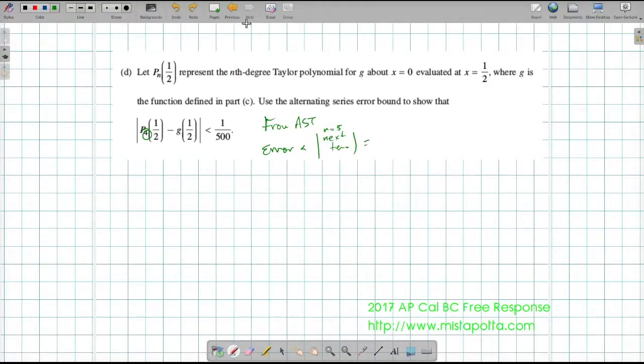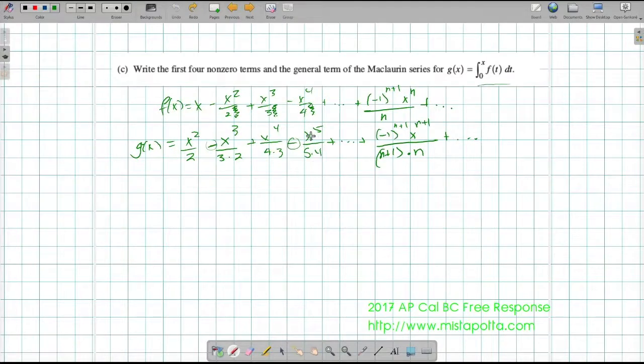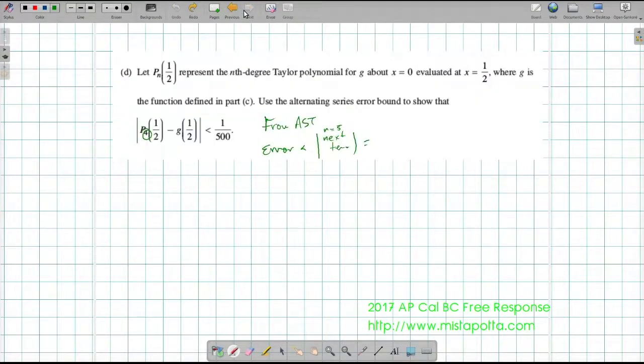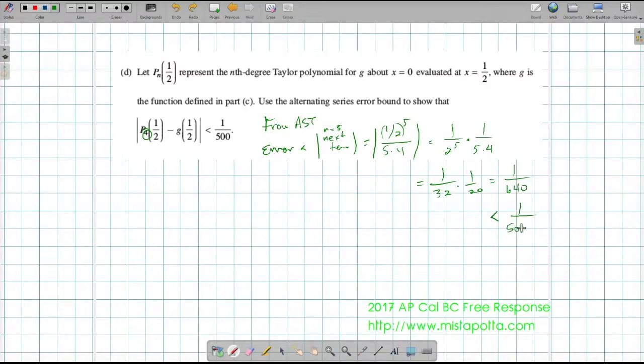Now my 5th degree term, keep in mind, is x to the 5th over 5 times 4. So for us, it's going to be 1/2 to the 5th over 5 times 4. So that's going to be 1 over 2 to the 5th times 1 over 20, essentially. So I have 1 over 32 times 1 over 20, which is 1 over 640, which is definitely less than 1/500th.